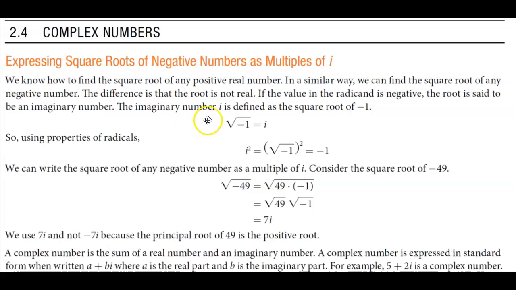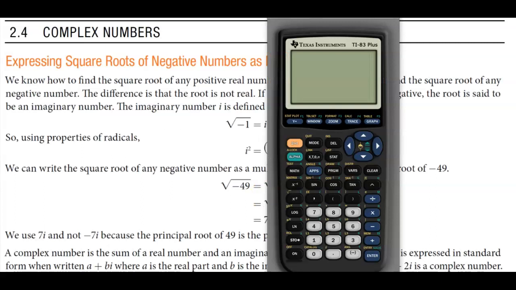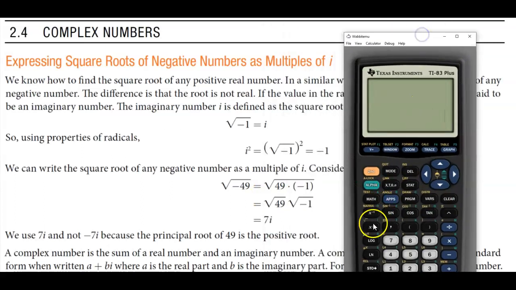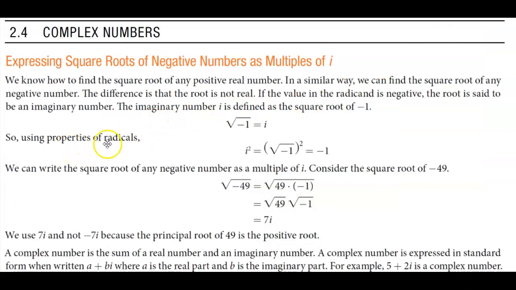The imaginary number i is defined as the square root of negative 1. The square root of negative 1 is equal to i. If I pull that up in a calculator, let's see what happens. If I put in the square root of negative 1, I get an error saying that it's a non-real number. So, using properties of radicals, what happens here? If I square the square root of negative 1, it's going to give me negative 1 because it removes the radicand.